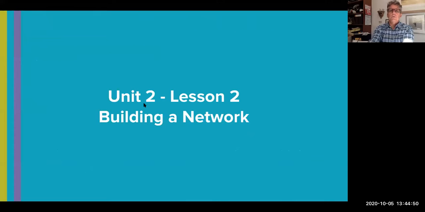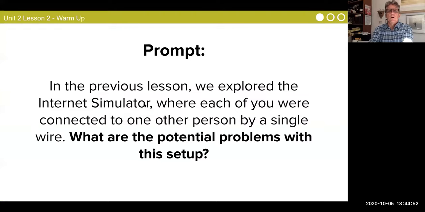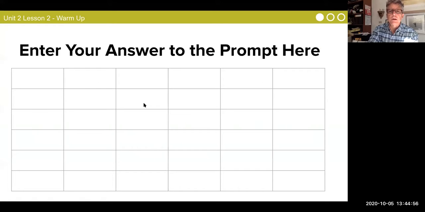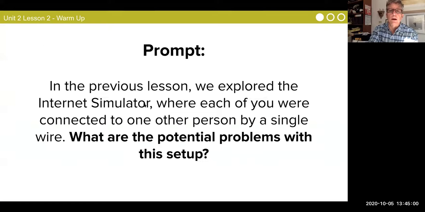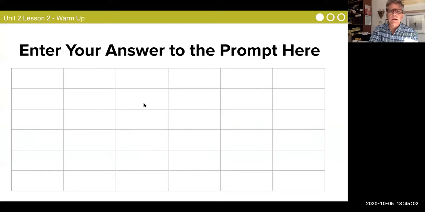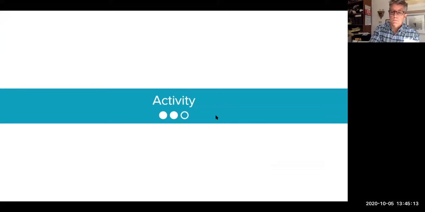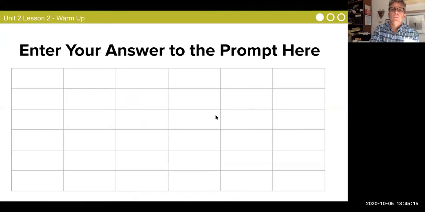So here we are, Unit 2, Lesson 2, Building a Network. This is our warm-up. You're going to put your answers in this next sheet here. Hopefully you have access to it. We've been having a little problem with that too. If you do not have access to this sheet, you can drop it in the chat. Now I've got everybody. Okay, so no, I want to be here.